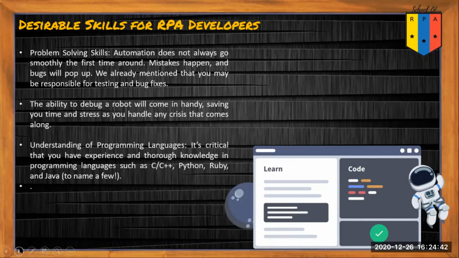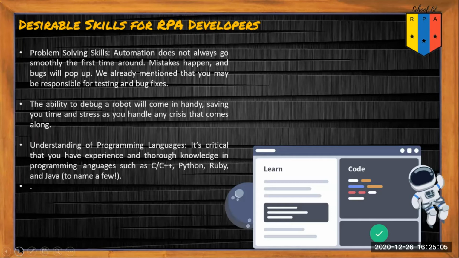Third, problem solving skill. Automation does not always go smoothly the first time around. Mistakes happen and bugs will pop up. As we have already mentioned, you may be responsible for testing and bug fixes. And the ability to debug a robot will come in handy, saving you time and stress as you handle any crisis that comes along.